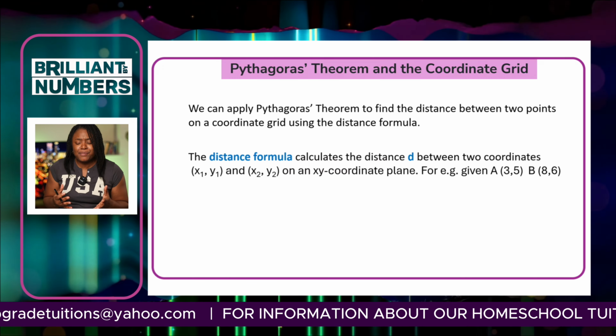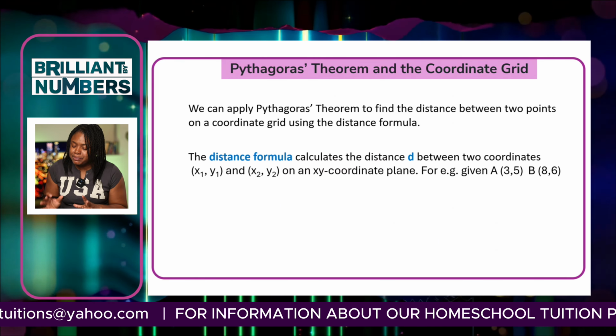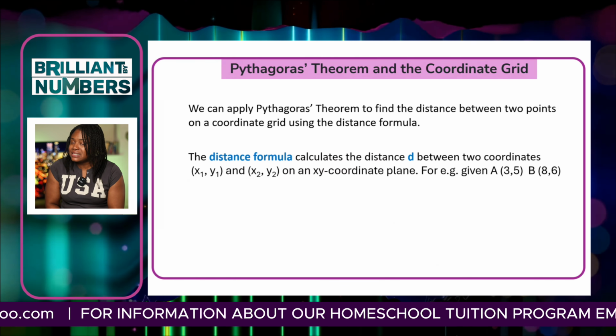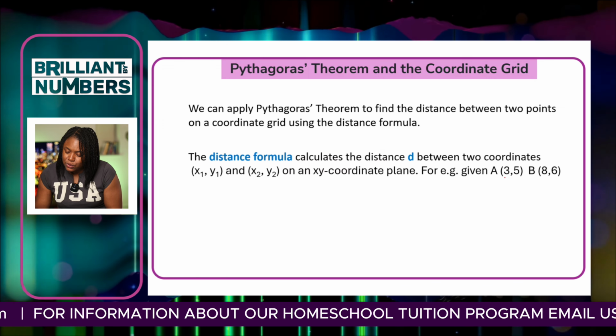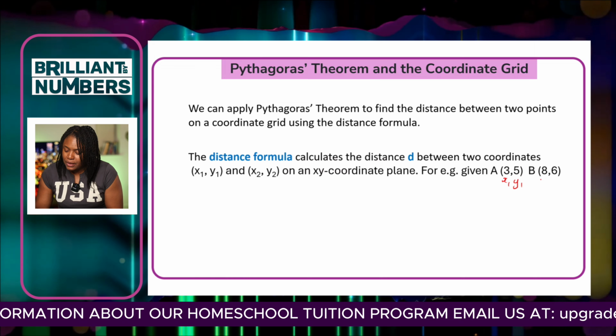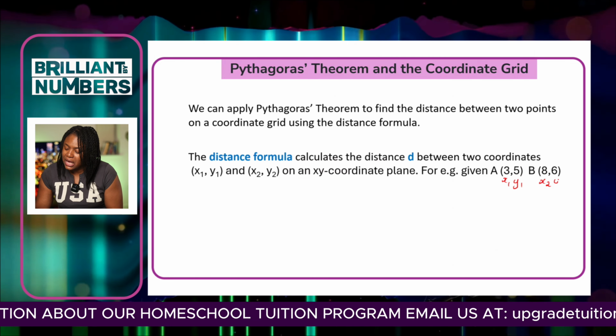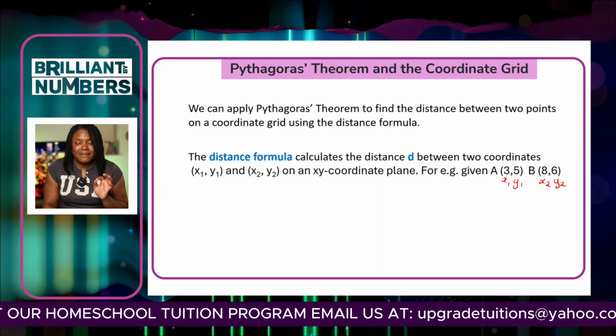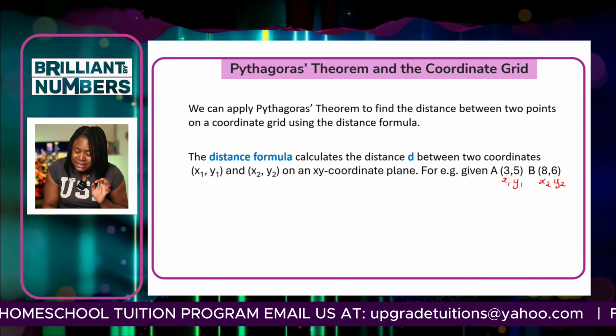Now, let's say, for example, we're given 2 points A and B. A is 3, 5 and B is 8, 6. So we would label them. So 3 would be our x1, 5 would be our y1, 8 would be our x2, and 6 would be our y2. Now, let's have a look at what the distance formula says.